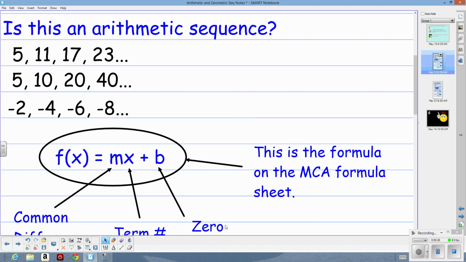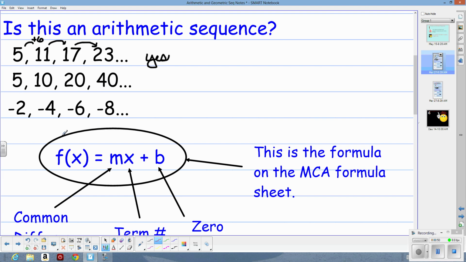Let's take a look at these three sequences. Is the first one an arithmetic sequence? It goes from 5 to 11, which is adding 6, and then 11 to 17, which is adding 6, and 17 to 23, which is adding 6. So that one is yes.